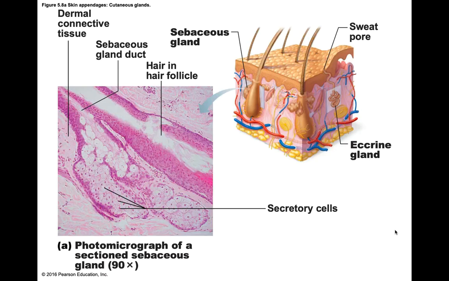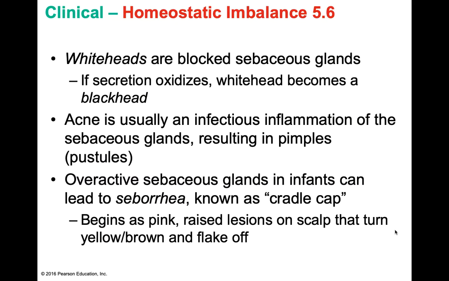Here are some of the same pictures we've been looking at, but now that you know a little more about the sebaceous and eccrine glands, you can point them out in our skin cross section here. We're going to talk a little about acne, because we're talking about oil and skin. Whiteheads are blocked sebaceous glands, blocked by some sort of infection. If secretions oxidize, they become blackheads, so the whitehead actually oxidizes to become a blackhead. Acne is usually an infectious inflammation of the sebaceous glands, and this results in a pimple or a pustule.